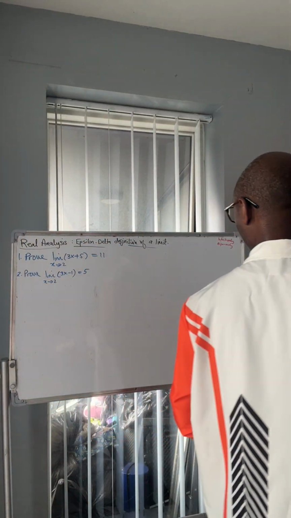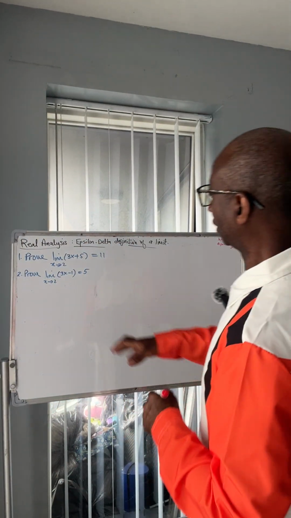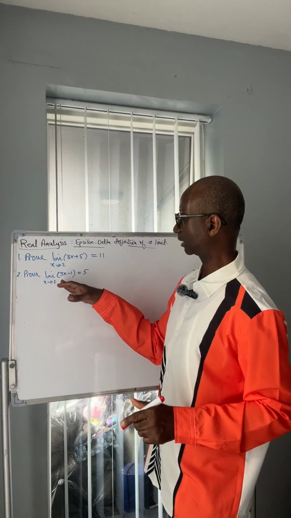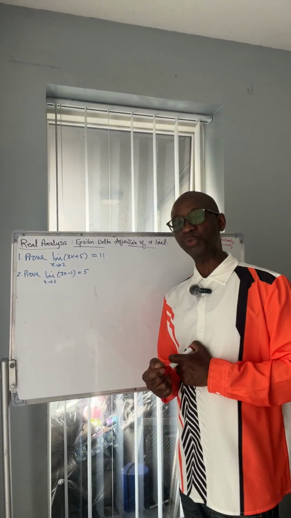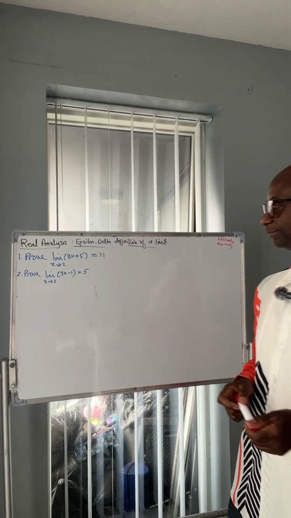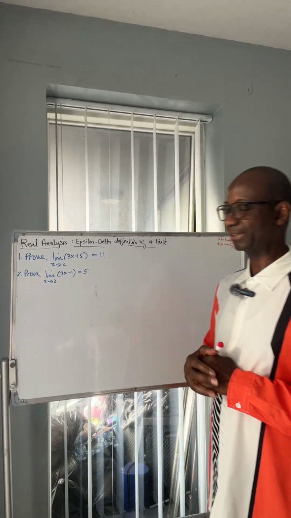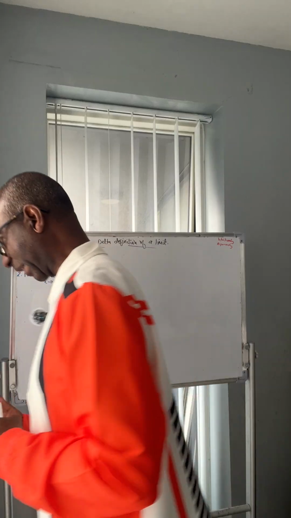We are now looking at problem number 2: to prove that the limit of the function 3x minus 1 as x tends to 2 is equal to 5. So let's see what we get out of this.